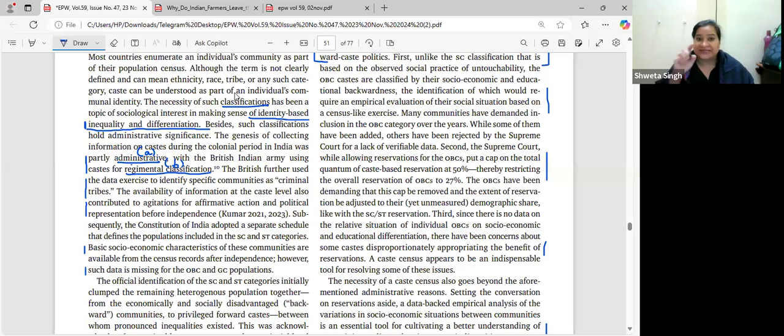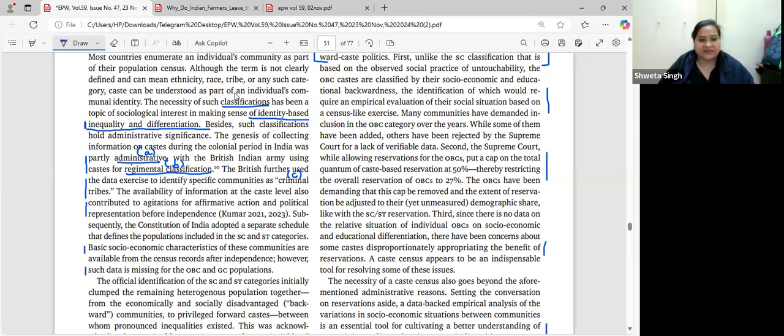So caste-based data, when the British collected it in 1931, the purpose of collecting that data was two. First, you get administrative information, and second, you are also able to create regimental classification. The third benefit we can see is related to identifying criminal tribe groups, which today are denotified tribe groups. Okay, so this was the benefit for which the British went ahead.